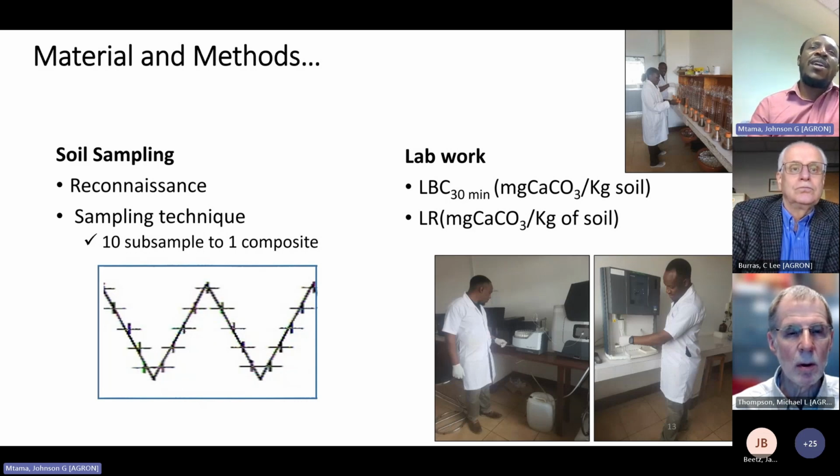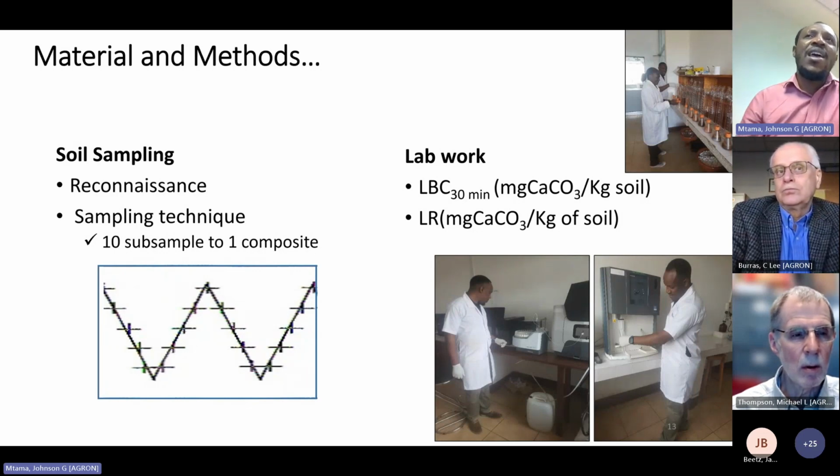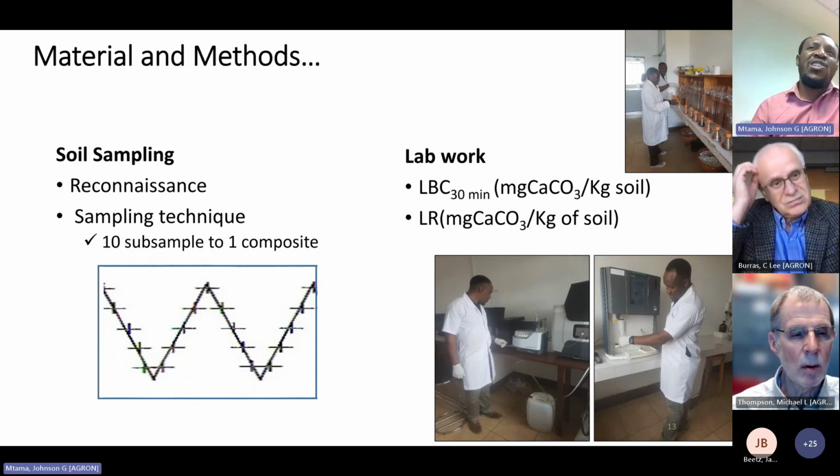Also, we excavated one pedon in each site that was used for the pedological classification. But also, having done this reconnaissance, I designed a soil sampling plan, which I later implemented, where one composite sample in the experimental delineated area was composed of 10 subsamples, and these subsamples were collected in the zigzag fashion to maximize the representation of the soils of the area.